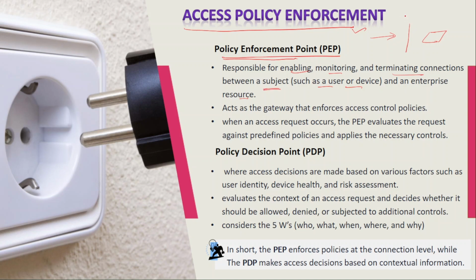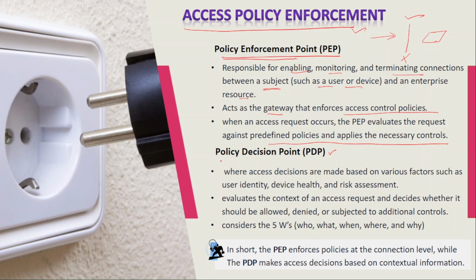This PEP decides whether the access should be given or denied, and acts as the gateway that enforces access control policies. When an access request occurs, the PEP evaluates the request against predefined policies and applies the necessary controls. These policies, as we saw, are usually decided in the PDP, the control plane, and then pushed to the PEP, the policy enforcement point, which evaluates each request against these policies and grants or denies the access.